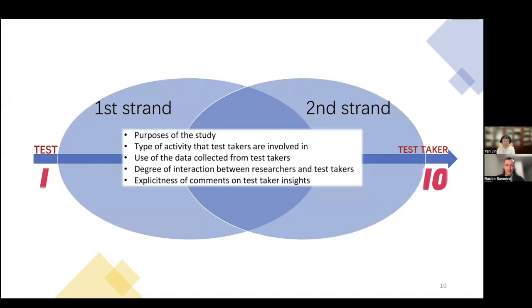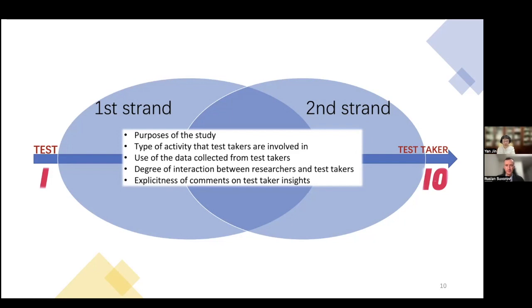This is a very interesting question, and I'd like to share 2 more slides with the audience to give a brief explanation of these 2 strands. Okay. So when I was preparing or looking for articles, actually reading the articles related to test taker insights, I was subconsciously measuring the level of test taker engagement, so kind of putting them on a scale of 1 to 10. The evaluation criteria I used include purpose of the study, type of activities students are involved in, the usefulness of the data collected from test takers, degree of interaction among the test provider and test taker, or the explicitness of the comments made by the authors on test taker insights.